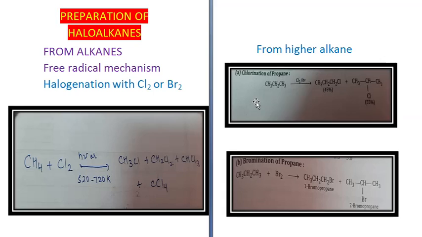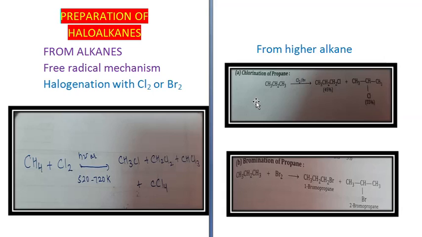When it is treated with chlorine in presence of sunlight, if the hydrogen is removed from the first carbon, then you will get CH3, CH2, CH2, Cl. And if it is removed from the second carbon, you will get CH3, CHCl, CH3. So the first one is 1-chloropropane and the second one is 2-chloropropane, because chlorine is added to the second carbon.